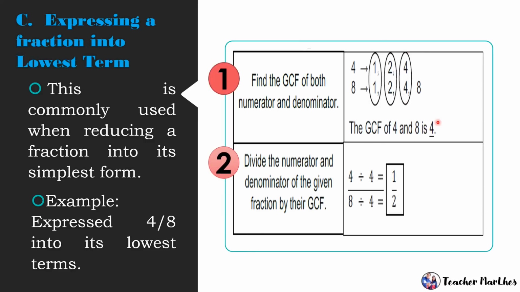Then, number 2, divide the numerator and the denominator of the given fraction by their GCF. So, 4 over 8 divided by the GCF 4. 4 divided by 4 is equal to 1. 8 divided by 4 is equal to 2. Therefore, the answer is 1/2.